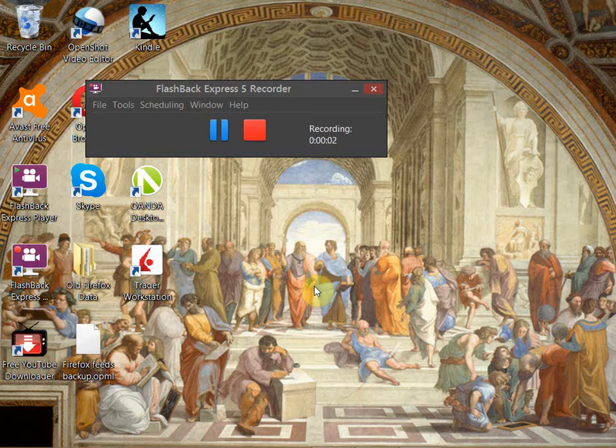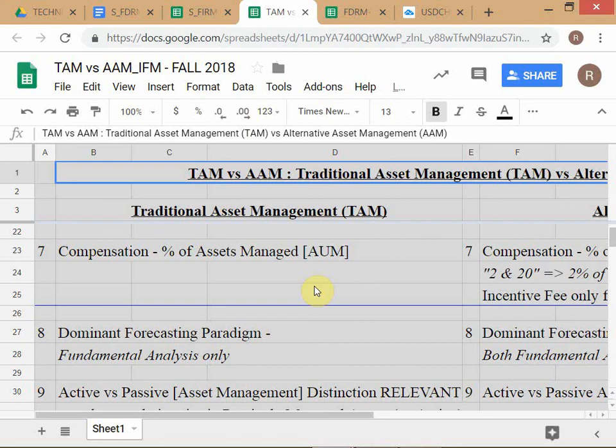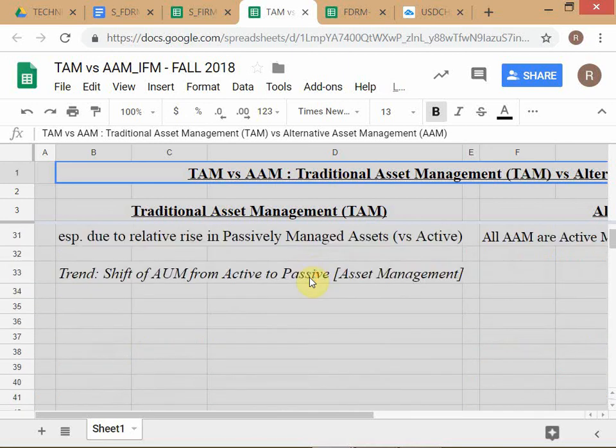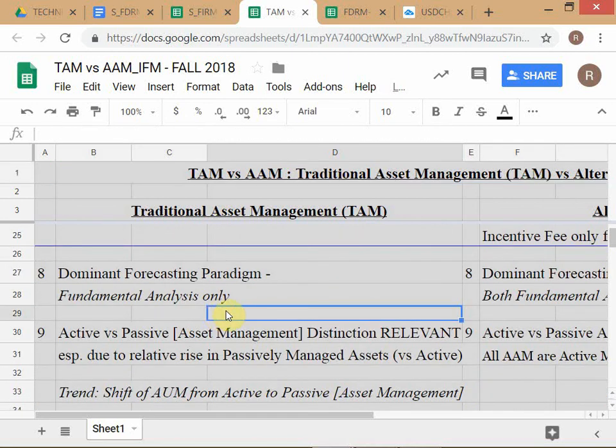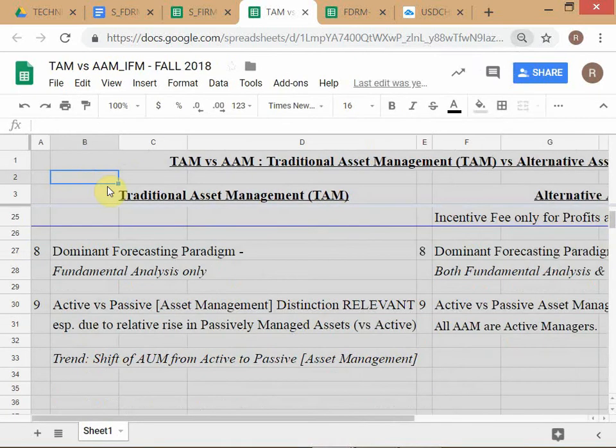All right. Okay, so let's quickly recap some of the important points we covered yesterday. While discussing this point number 9, which is on the distinction between, we have to make this much smaller.